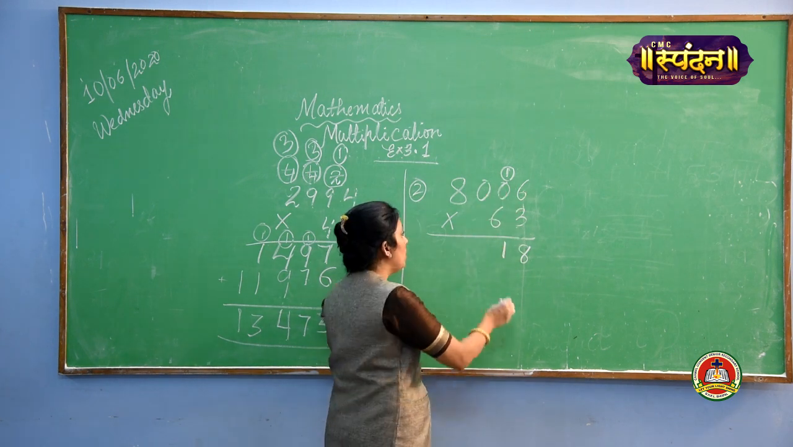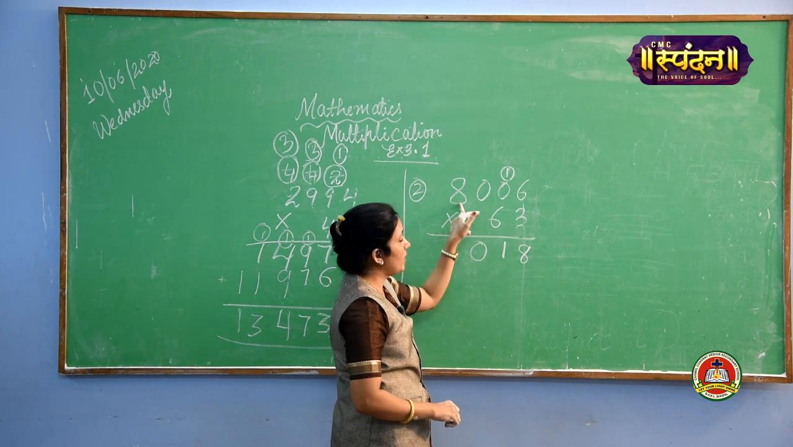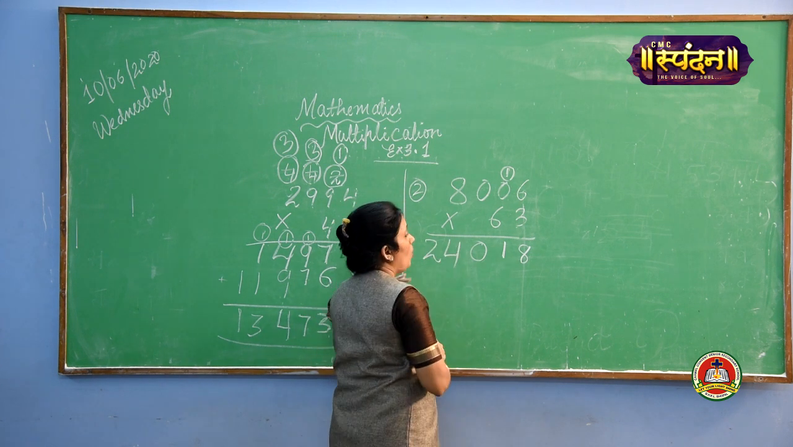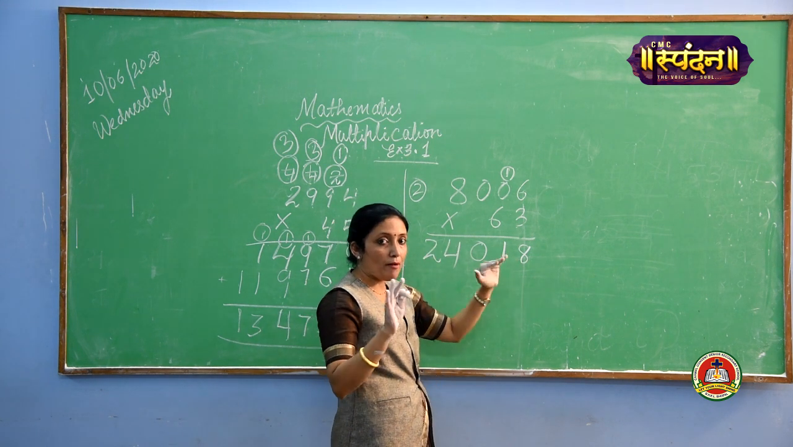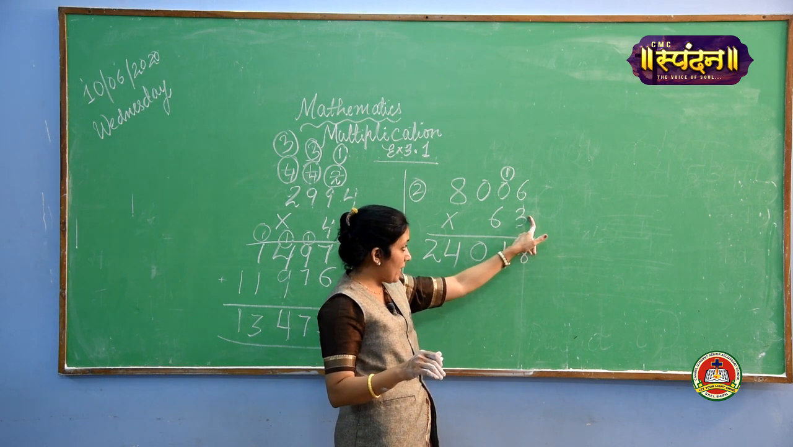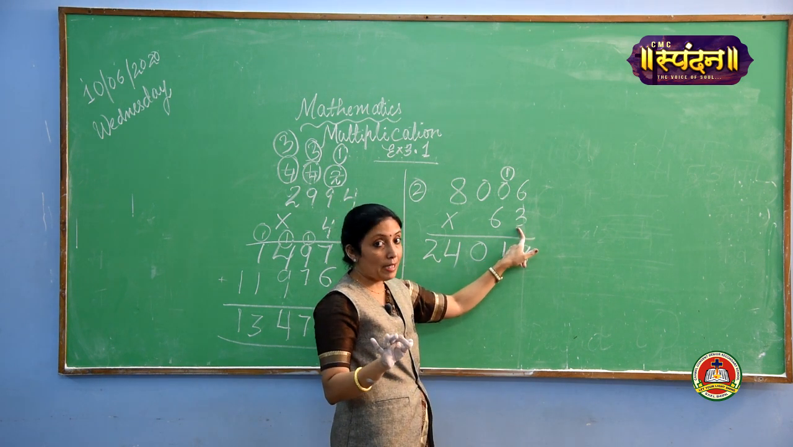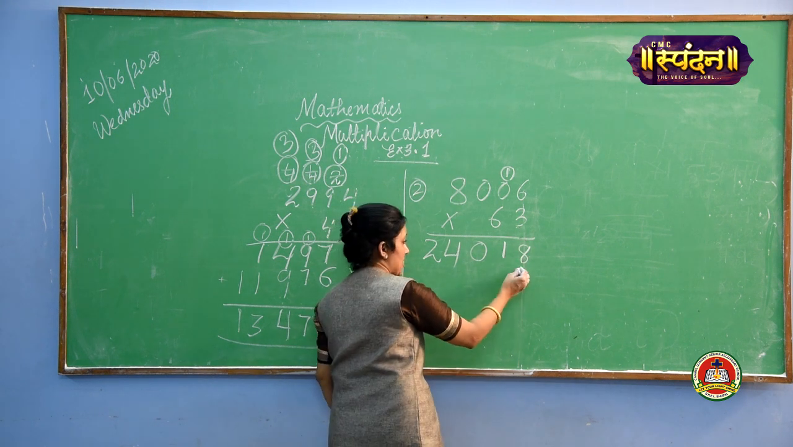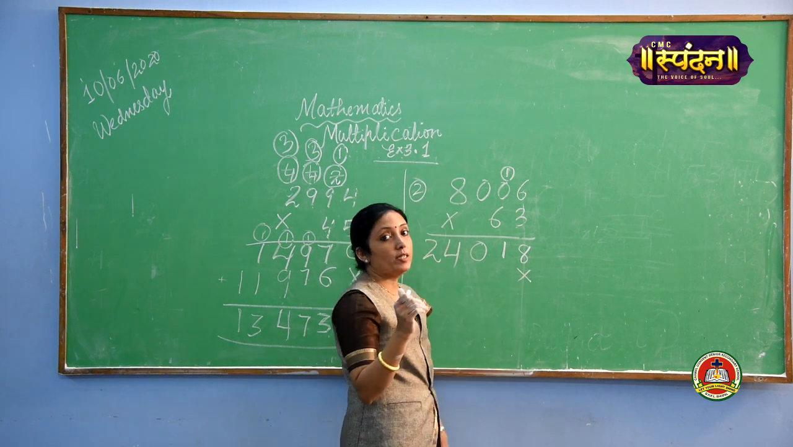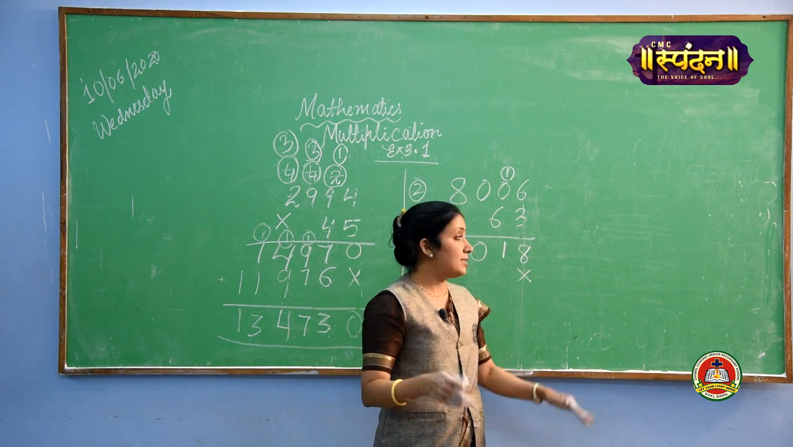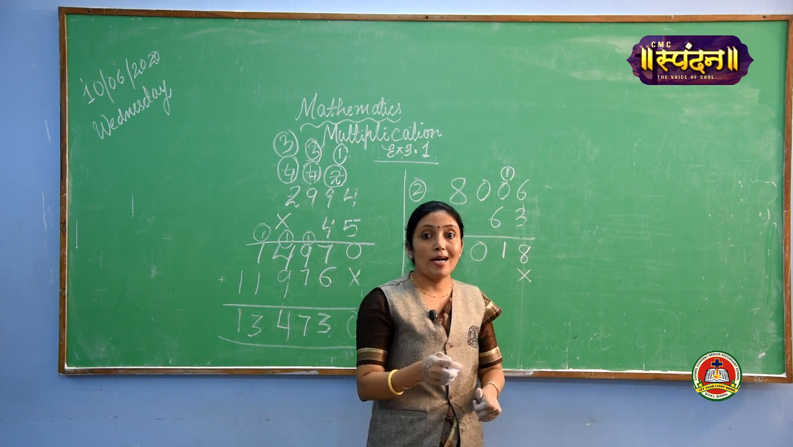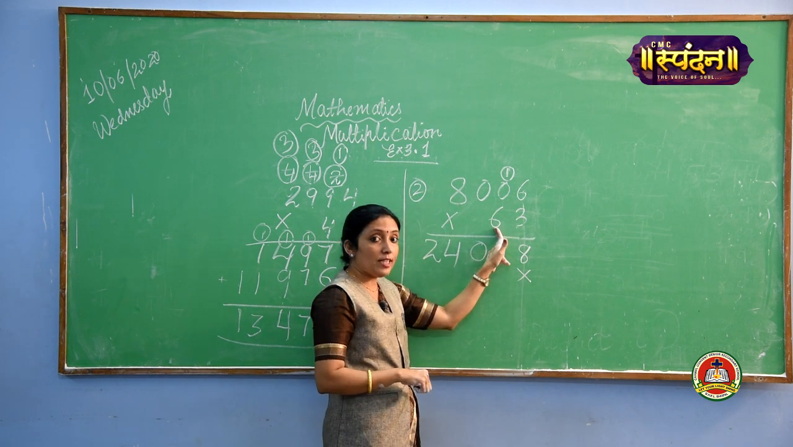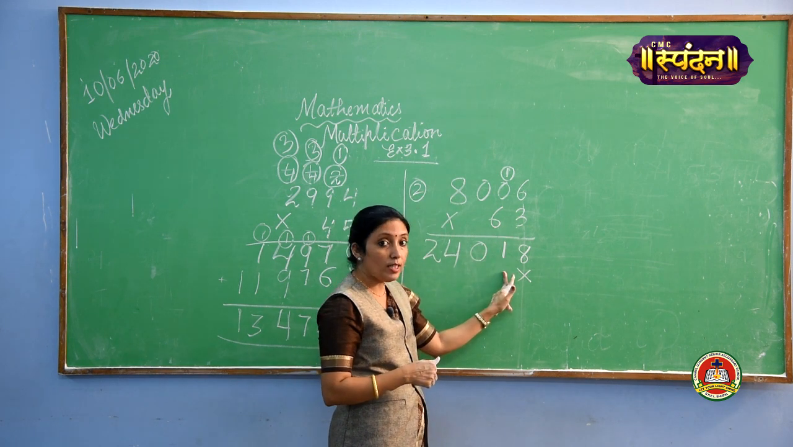Again 3 zeros are 0. Now 3 8s are 24. Okay, so my first digit is over. The ones place of my multiplier is over. So what am I going to do? I am going to put a cross mark or a 0. Why? Because this is over. My first place, that is my ones place, is done. So which place are we starting on? The tens place.